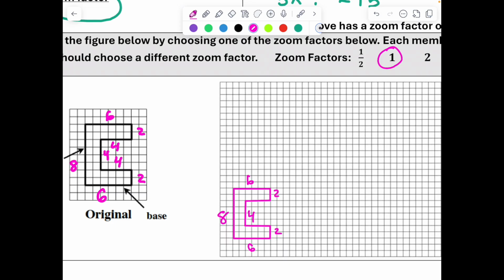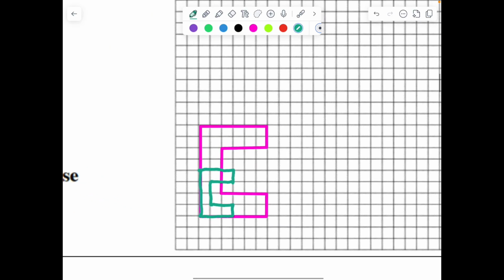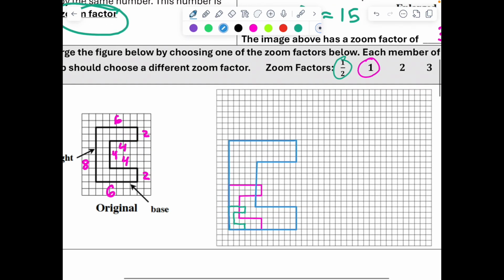Next, we're going to chop everything in half. All right, here's the zoom factor of 1/2. We chopped every length in half, so this is now 3, 1, 2, 1, 3, and 4. Here's a zoom factor of 2 now. We multiplied every side by 2. So these are 12 long, these are 4 long, 8, 8, 8, and this is 16 long.